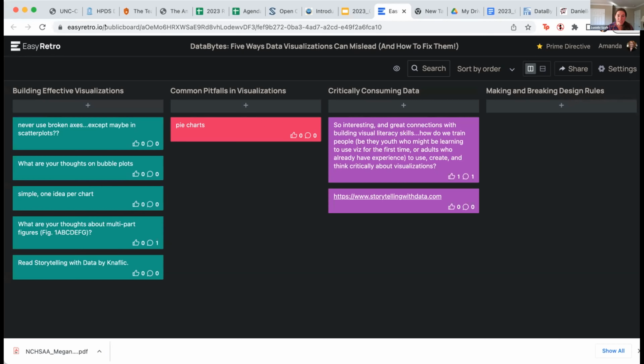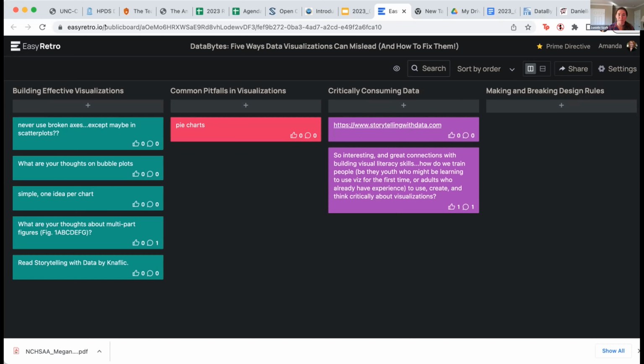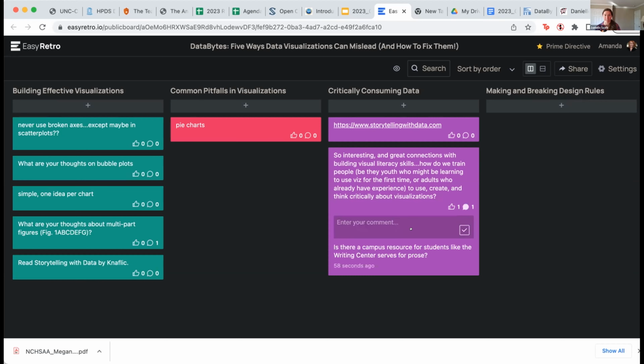So another question here is, how do we train people, be they youth who might be learning to use visualizations for the first time or adults who already have experience with using and creating and thinking critically about visualizations? I think this is a fantastic question. Visualization literacy is really, really challenging. One of the things that's really interesting is we've been starting to do some work with kids and building toolkits for kids to learn about data literacy.